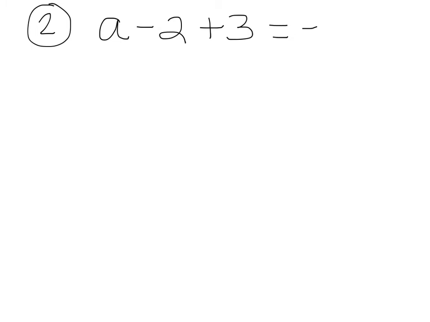In box number 2 on your worksheet, write a minus 2 plus 3 is equal to negative 2. Hit pause, work it out on your own, and hit play when you're ready to check.